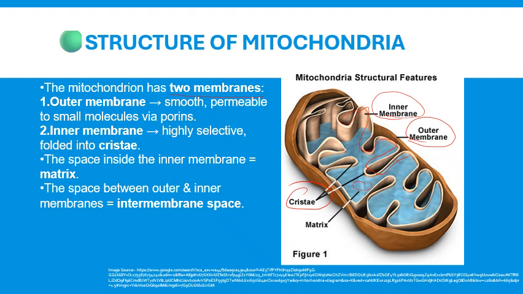Now the space inside the inner membrane, the entire space, is known as the matrix. Then you can see there is a space between the inner and outer membrane. That is known as the intermembrane space.